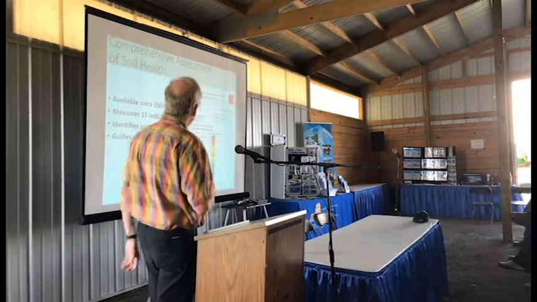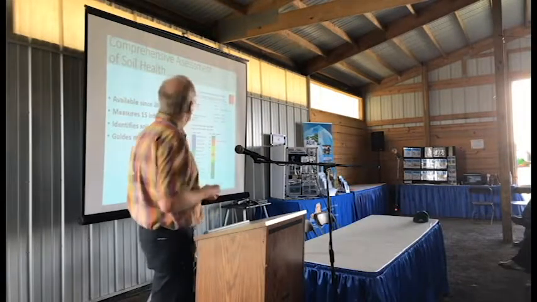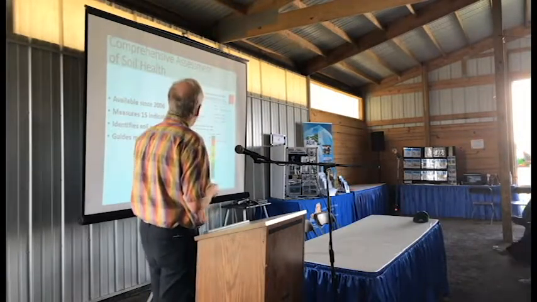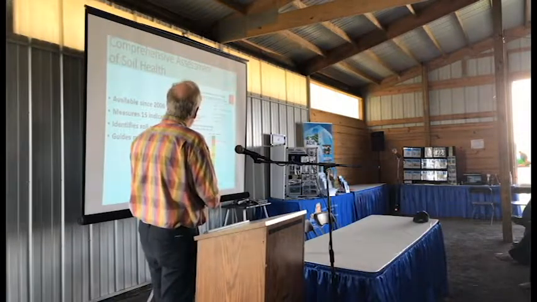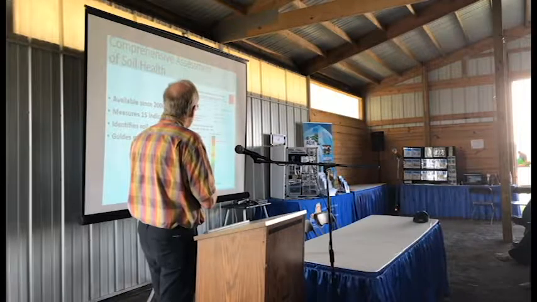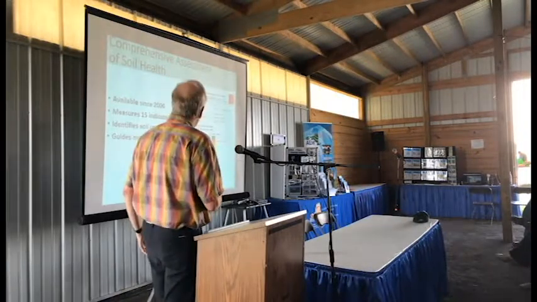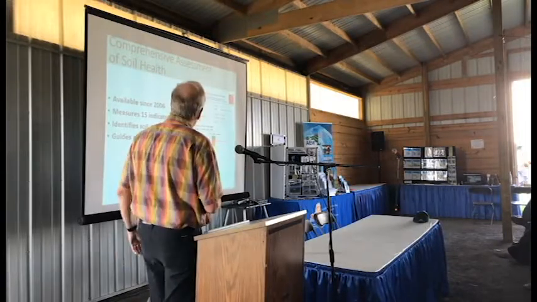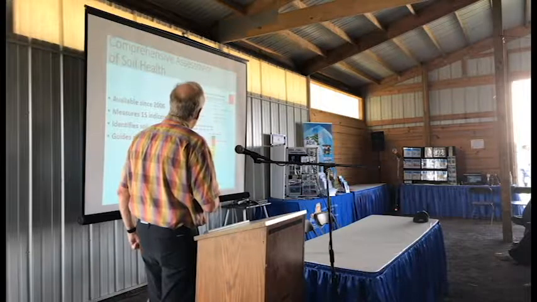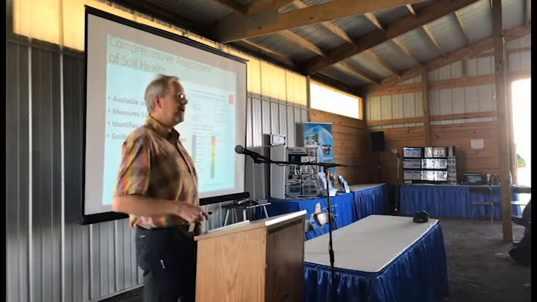So this is the front page of a soil health test report. We've been offering this for quite a few years now. We measure 15 indicators. There's physical indicators: hardness, the water retention capacity of the soil, how stable are the aggregates of the soil, a very important indicator. Biological indicators: organic matter, protein, respiration, carbon, and then the classic chemical indicators.